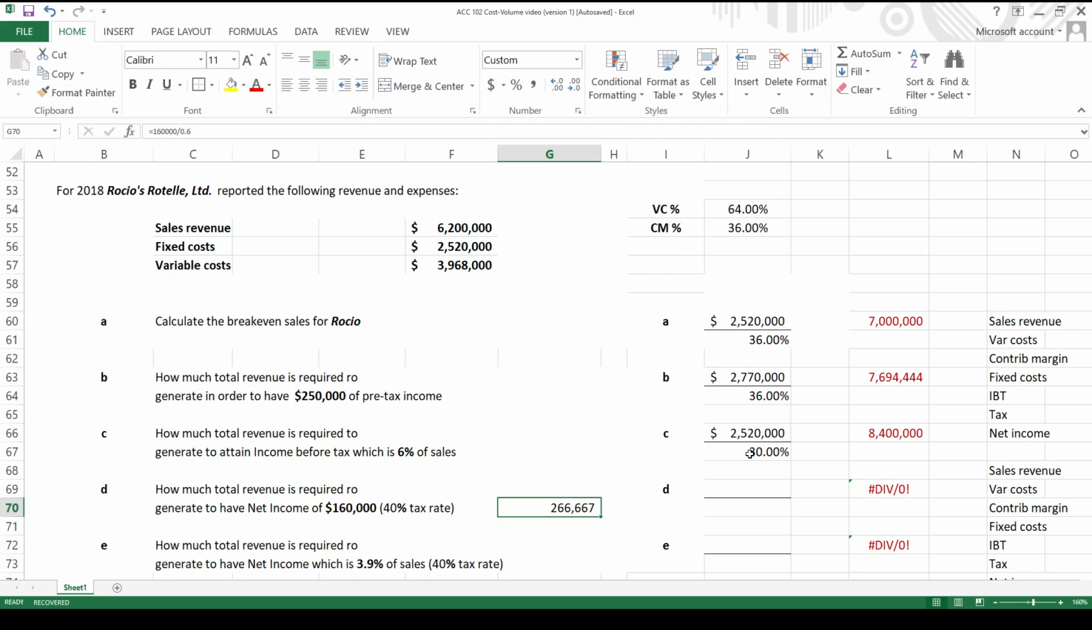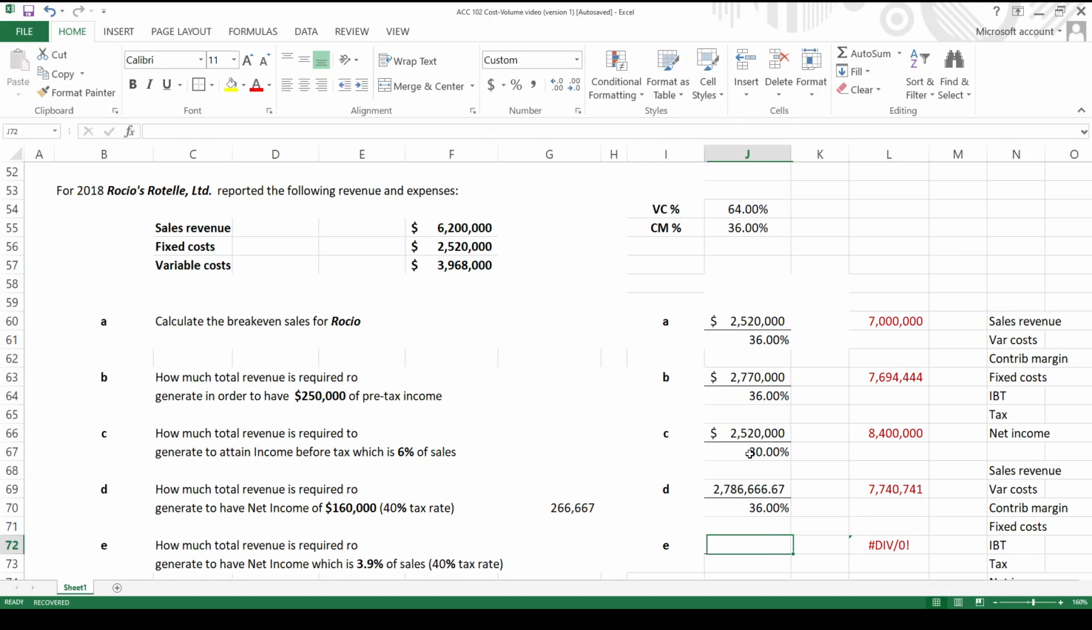So once you have that number, you go back to this formula here, letter B. What do we do in letter B? We said take the fixed cost of 2520, add the target IBT, divide by the CM percentage, and we get that wacky number, 7.7 million and change.